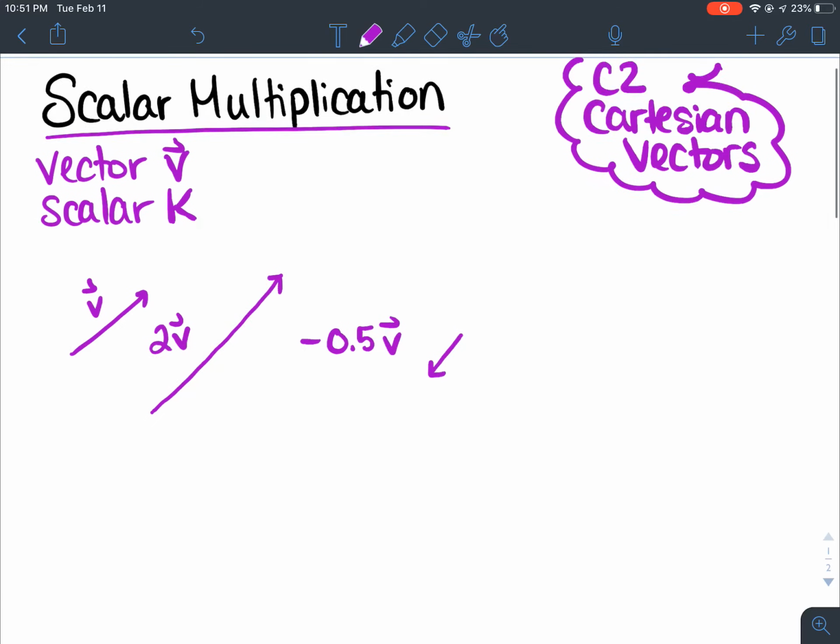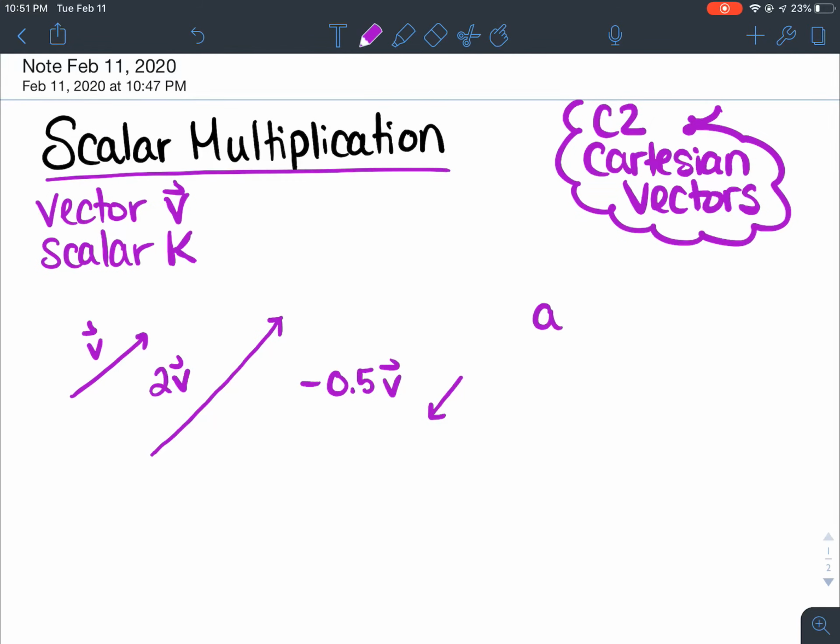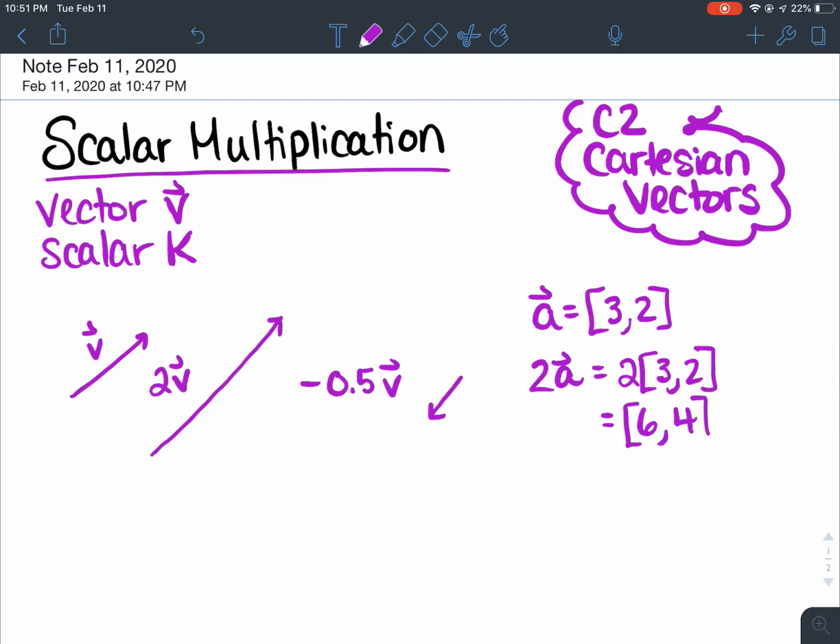So let's just take a Cartesian vector. Let's just say we had vector A, and let's say vector A was (3, 2). We can multiply this vector by a scalar. So let's say I wanted to find out what 2A is. Then that means I just multiply each component of my vector. So my new vector would become (6, 4). So it's now twice as long.